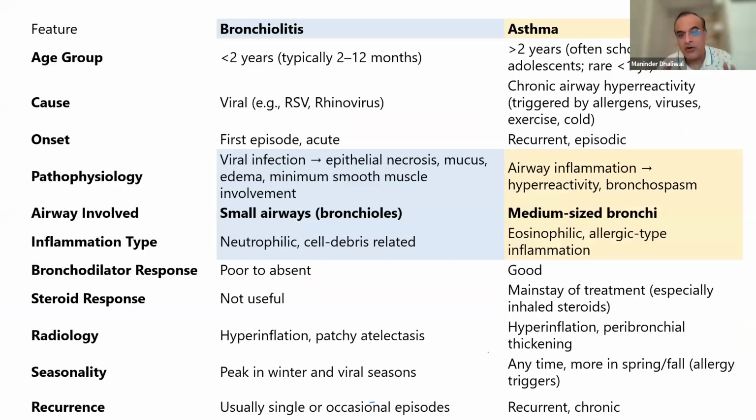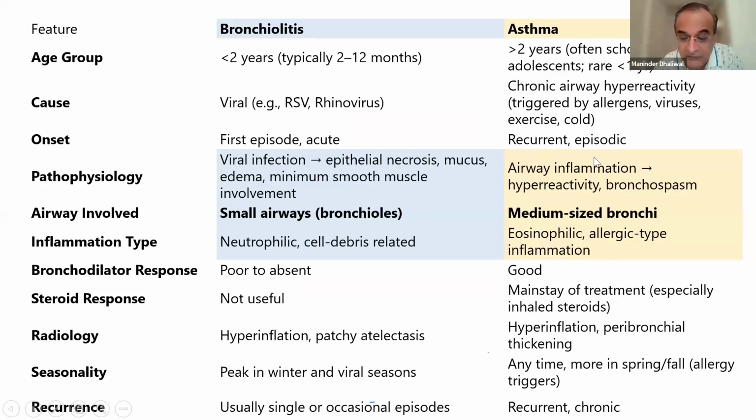So this is broadly what I'm trying to say. In bronchiolitis, in a small child less than 2 years of age, this viral infection eats away the epithelia in the airway, and there's a lot of debris with minimal smooth muscle involvement. Whereas in asthma, it's an airway inflammation with hyperreactivity, an eosinophilic response, and a spasm.